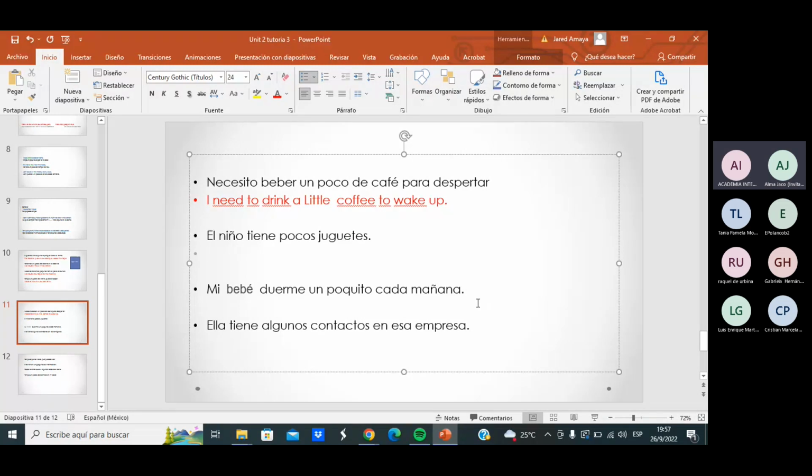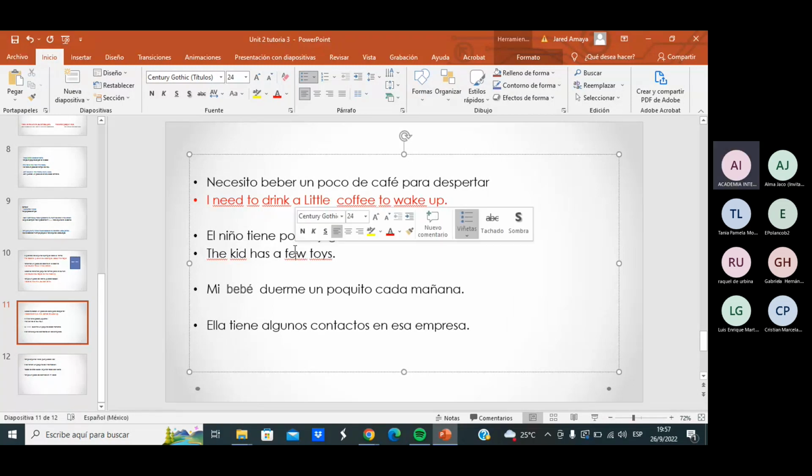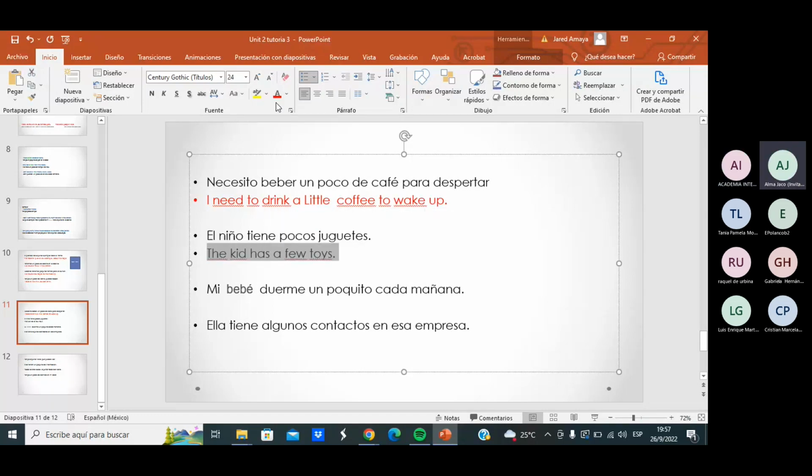The kid has a few toys. The kid, right? The kid has. Yeah, that works. That's correct. Very good. A few, why? A few and not a little. Because it's countable. Yeah, because toys is countable. The next one.